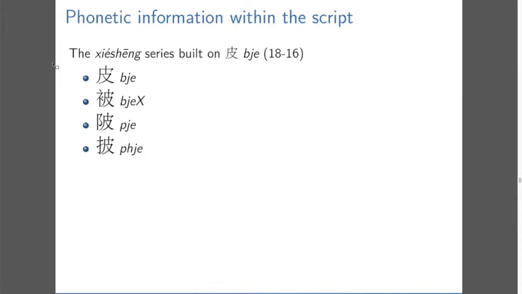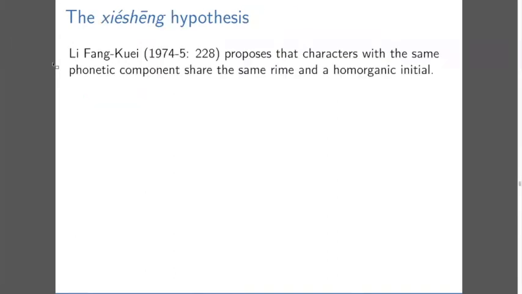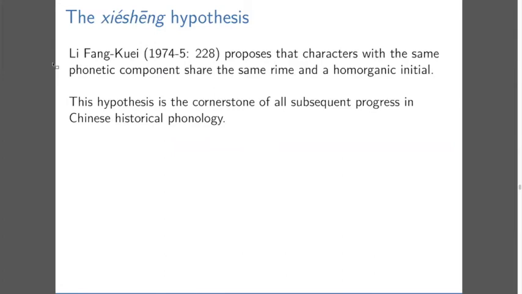So looking at evidence like this, you can come up with what we call the Sheisheng hypothesis. So Li Feng Kui, it's not the first version of the Sheisheng hypothesis, but we'll say it's the one that is most used nowadays, proposes that characters with the same phonetic component share the same rhyme and have an initial that is homorganic with each other. So we saw this with the examples that I gave. They have the same rhyme, but you can allow interchange between a B, a P, and an aspirated P. So this hypothesis is the cornerstone of all progress, I would dare say, in Chinese historical phonology.